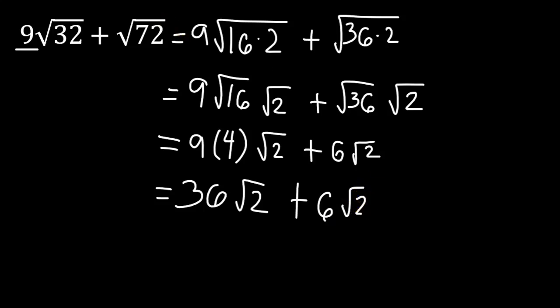Okay, so pwede natin pag-addin yung dalawang yan. So 36 plus 6, that is equal to 42. Then, copy natin yung square root of 2. Pareho na silang square root of 2.